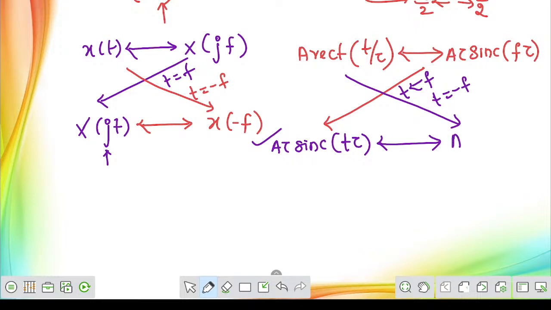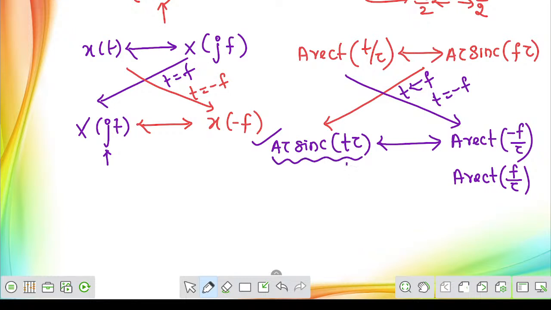So what you can say is, it can be written as A into rectangular of, I can replace t by minus f by tau. But all you have to understand here is, this minus f will be rewritten as plus f, because the rectangular function is an even function. So this will become simply f by tau only. So what is the correct answer, sir? A tau into sinc of t into tau is given in the question. Its corresponding Fourier transform will be A into rectangular of f upon tau.